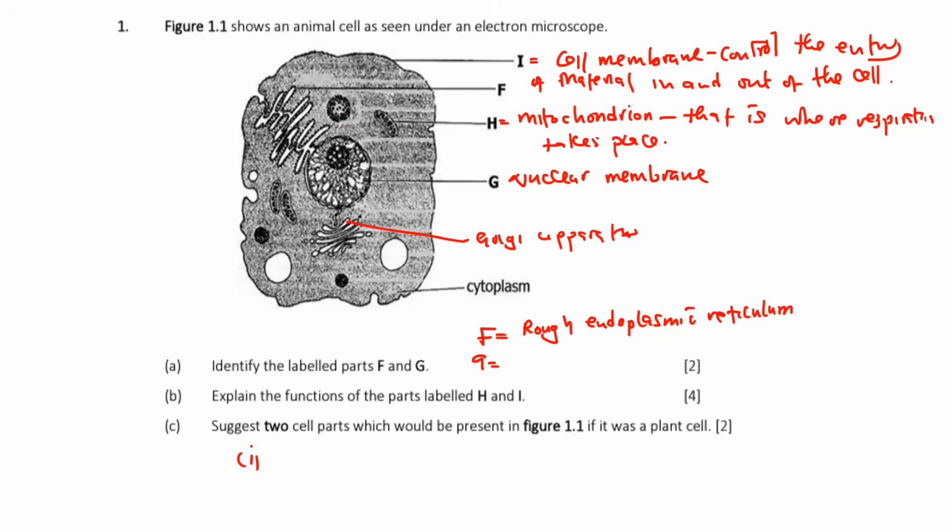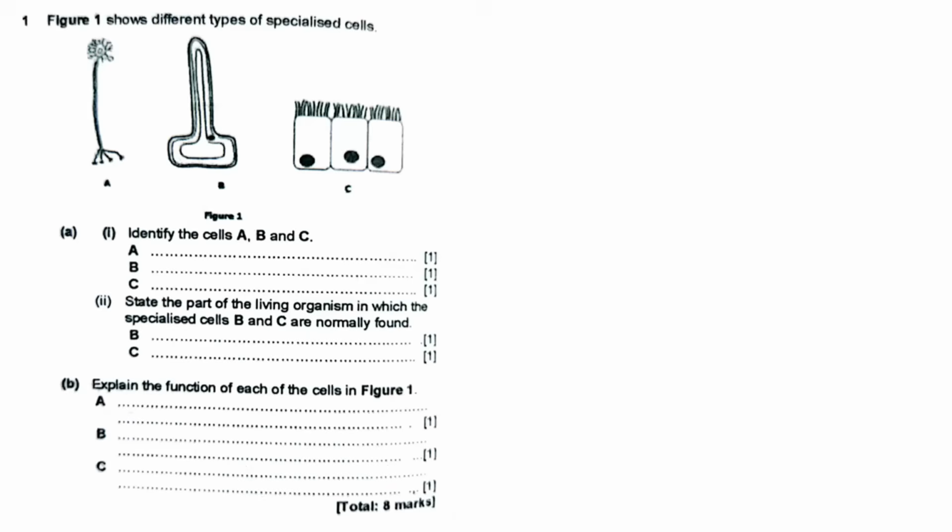So one part that would be there would be the chloroplast. Then the other one would be the vacuole. These are only found in plant cell. So this fully answers the question. So let us proceed to look at another question still on this part.